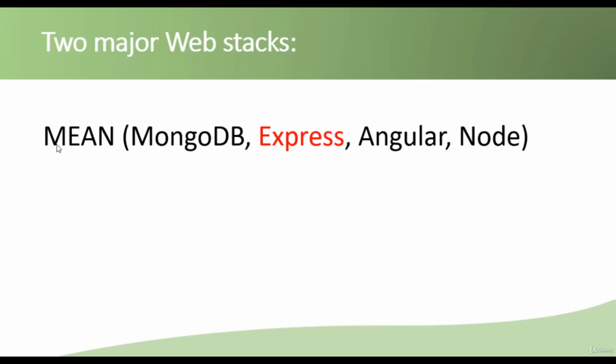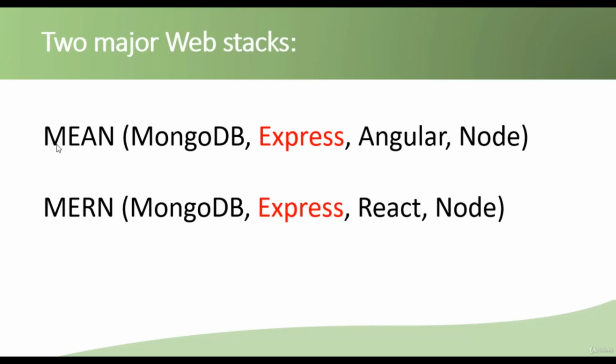Next, there are two major web stacks that many companies use, and Express is present in both of these stacks. The first stack is MEAN. MEAN stands for M for MongoDB, E for Express, A for Angular, and N for Node. This is one of the most popular web development stacks used in many companies. So Express is present in this stack.